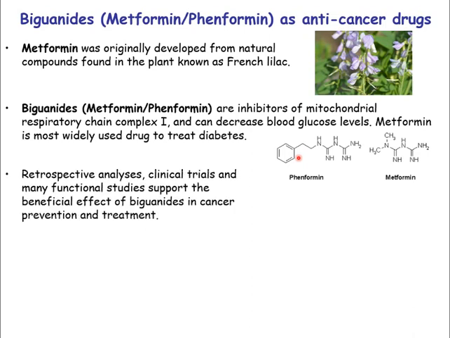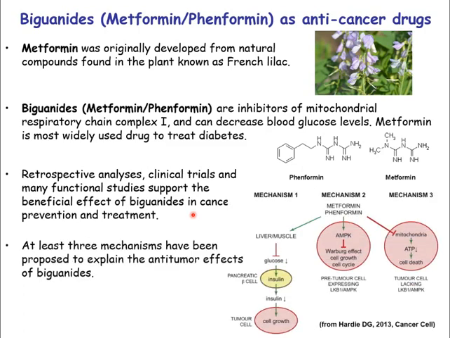Because many retrospective analyses, plus now clinical trials and many functional studies, support the idea that there is a beneficial effect of biguanides. Metformin and phenformin are structurally very similar, and together they are called the biguanides. This type of drug is beneficial in cancer prevention and treatment. Mechanistically, at least one of the mechanisms is that because it functions as a mitochondrial respiratory chain complex inhibitor, it can inhibit oxidative phosphorylation, decrease ATP levels, increase AMP levels, and so can activate MPK.